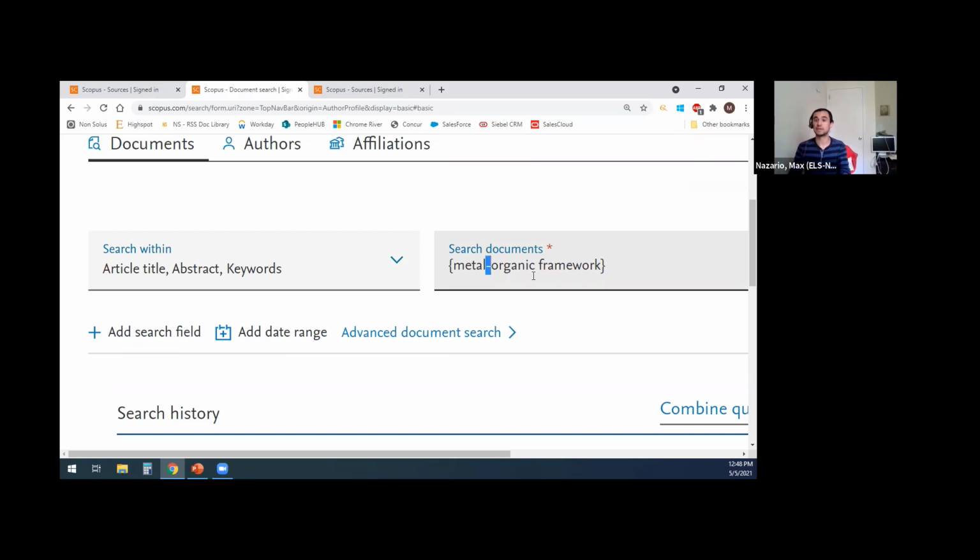Or if I were to have a hyphen here rather than a space here, and I had it in these curly brackets, it would then insist on that hyphen being there. Otherwise, unless you are telling Scopus to use these curly brackets and look for that exactly as it's written, it will make some adjustments that are primarily ignoring punctuation.